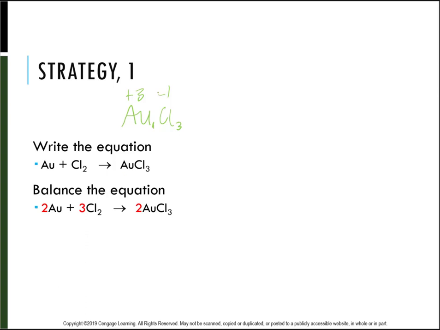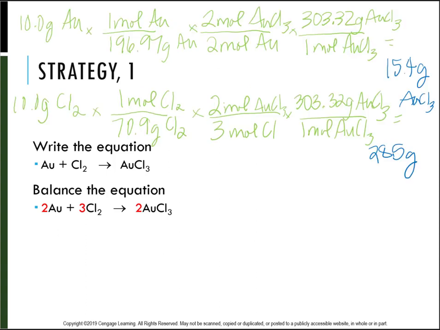Now what? We have 10 grams of each reactant, 10 grams of Au and 10 grams of Cl2. Why don't you pause the video to see if you can work through to see how much gold chloride would be produced, and we'll come back to check our answers. Let's see how you did.